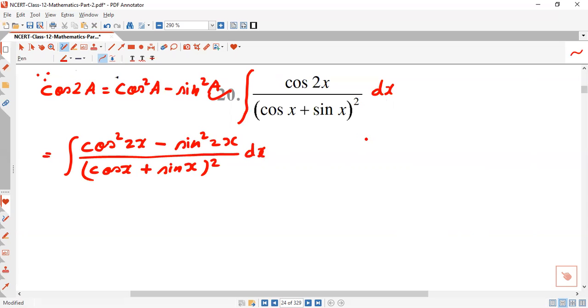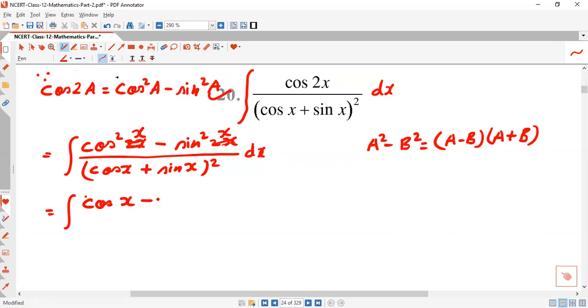Now, you know this formula also: A square minus B square equals (A minus B)(A plus B). We can use this formula. Cos 2x is A and sin 2x is B. Not cos 2x, I have made some mistake. This is not cos 2x. This becomes cos x, this is sin x: cos square x minus sin square x. So this becomes (cos x minus sin x).